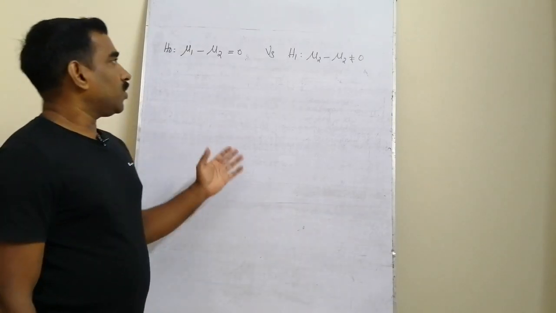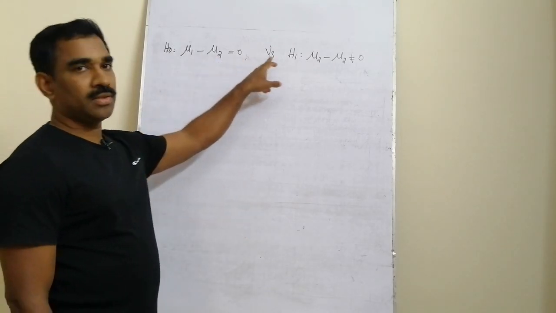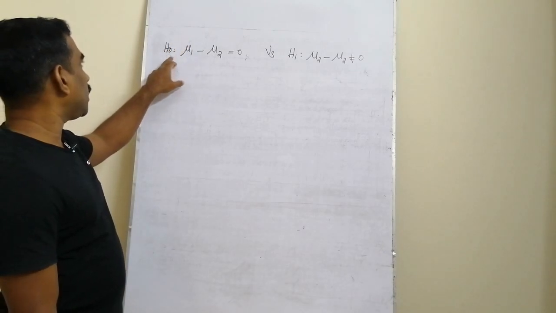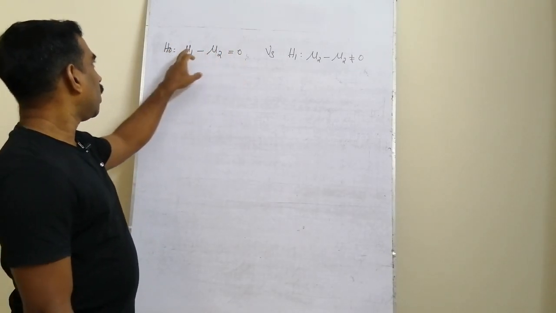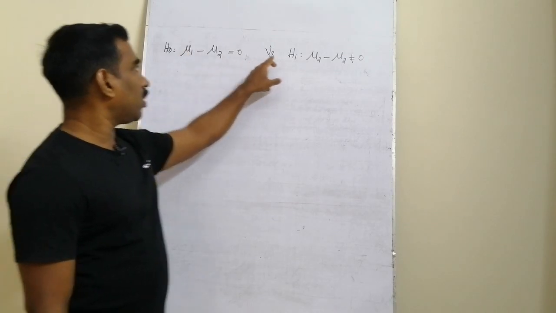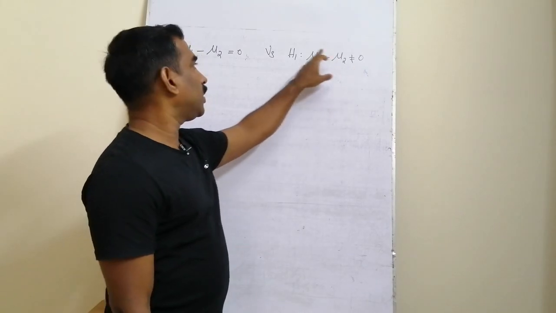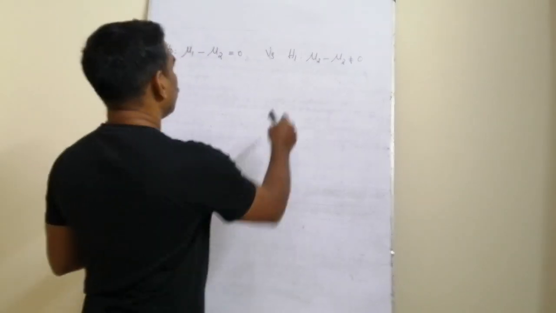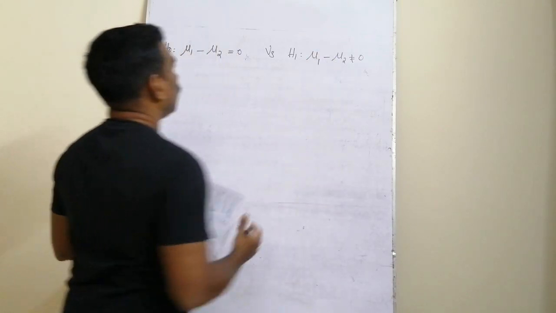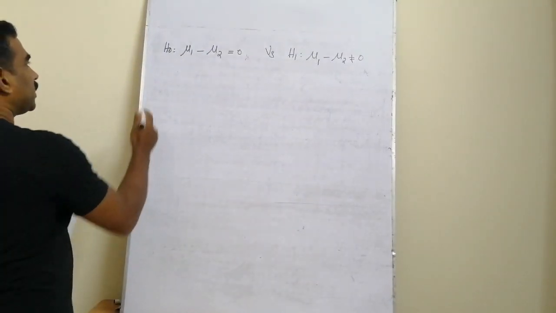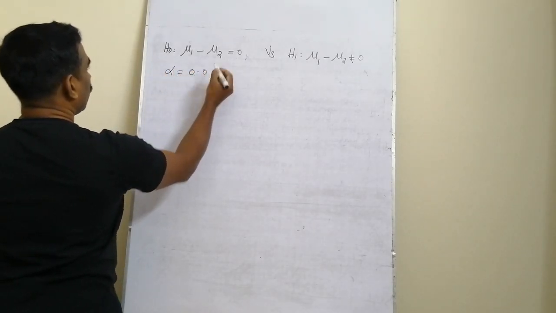So in our question, we have to test the claim that there is a difference in the mean strength. So we take the null hypothesis, there is no such difference in the mean strength. That means we take the difference as 0, mu1 minus mu2 equal to 0. Then the alternate hypothesis, there may be some difference in the mean strength, that is mu1 not equal to mu2. Then the significance level, what is the given significance level? Alpha is equal to 0.05.